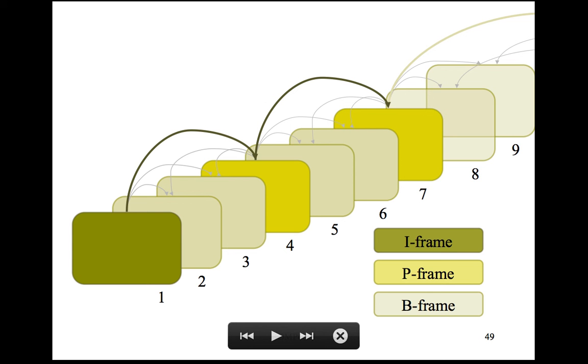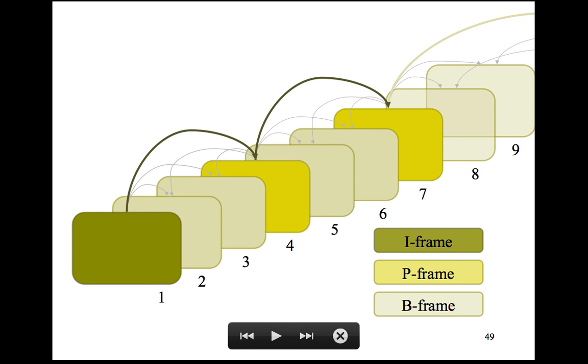So an I frame stands all on its own. It's like a JPEG. A P frame uses a past I frame or a past P frame. A B frame, on the other hand, uses a past I frame or P frame and a future I frame or P frame. And it's the ability to use the future frames that allows them to be constructed with very, very little data.